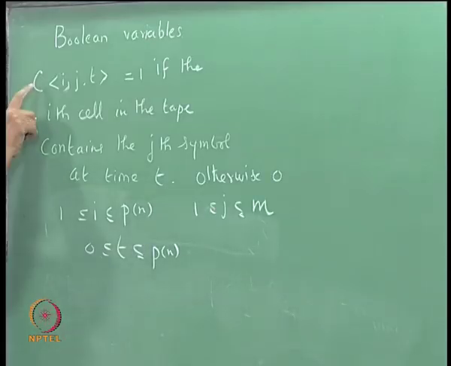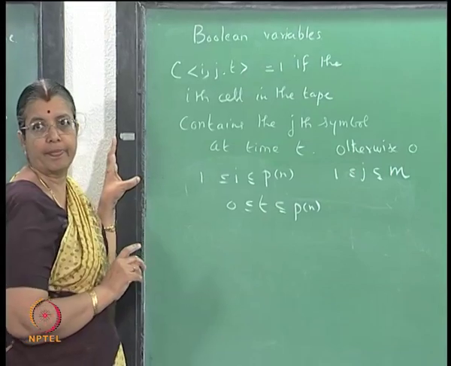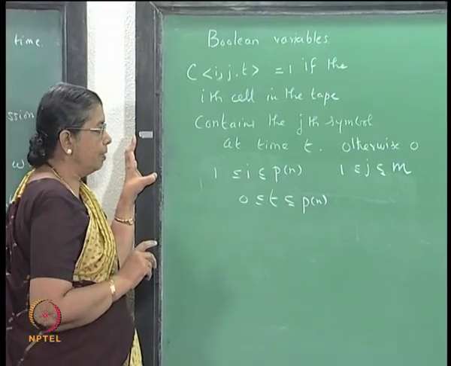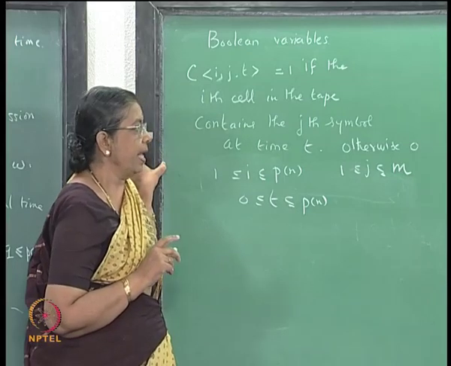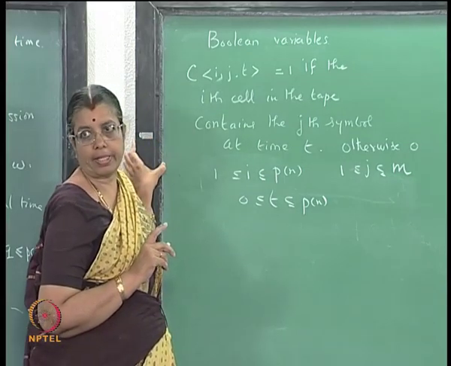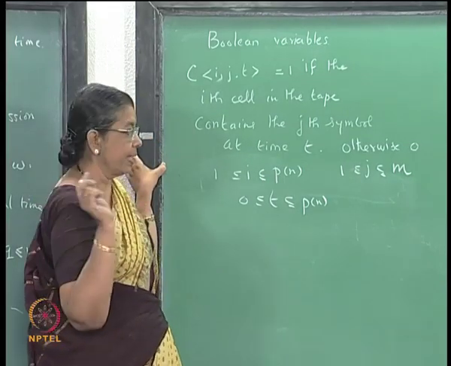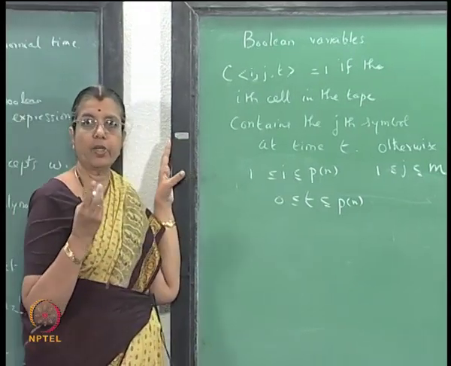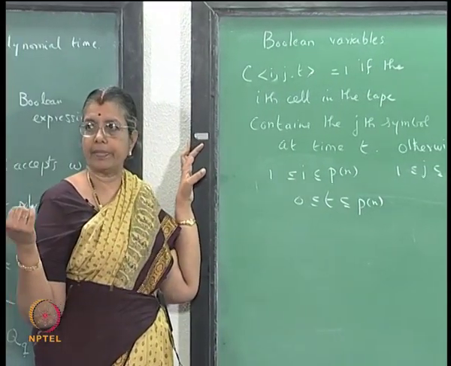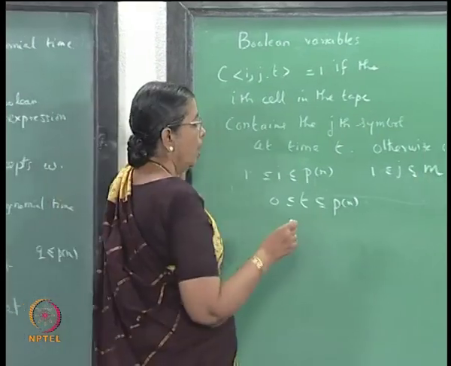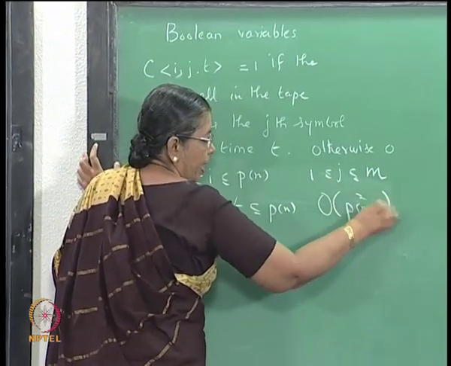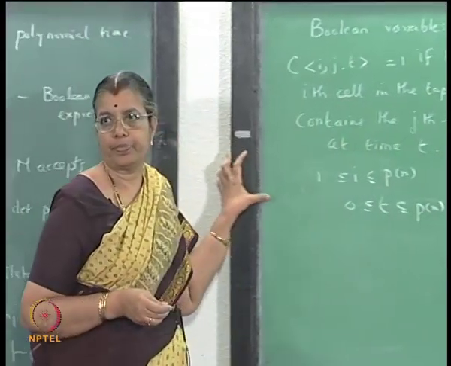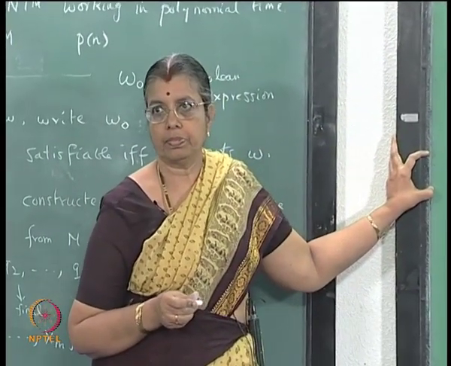So, how many such variables will be there? i ranges from 1 to P of n, t ranges from 0 to P of n, j ranges from 1 to m. M is a constant, S is a constant. Number of states is q1, q2, up to qs, and S is a constant. So, you have order P squared of n variables of this form, right.